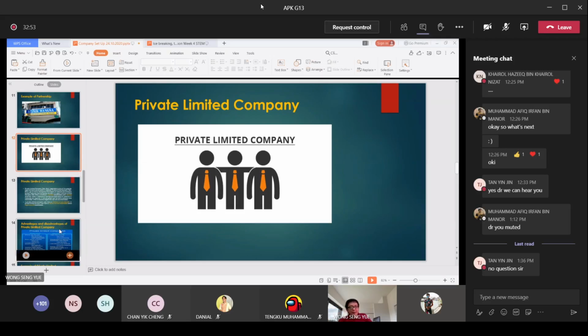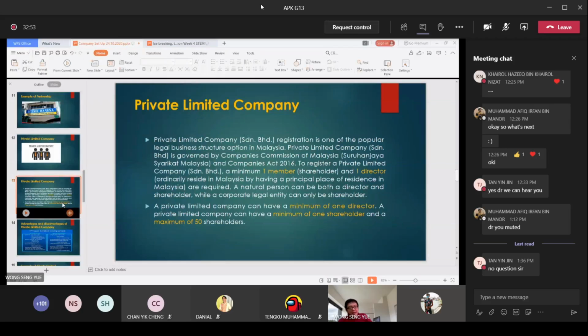Another one we call a private limited company, which in Malay we say is Sendirian Berhad. This kind of company is fully restricted by the Companies Act 2016, so they have to follow all the regulations stated under this act. The minimum is one member, who could be a shareholder, and a director, and this director could at the same time be a member. So the minimum is one director, and the maximum is 50 shareholders. A partnership has a minimum of 2 and a maximum of 50, but for a private limited company the minimum is one director and the maximum is 50.